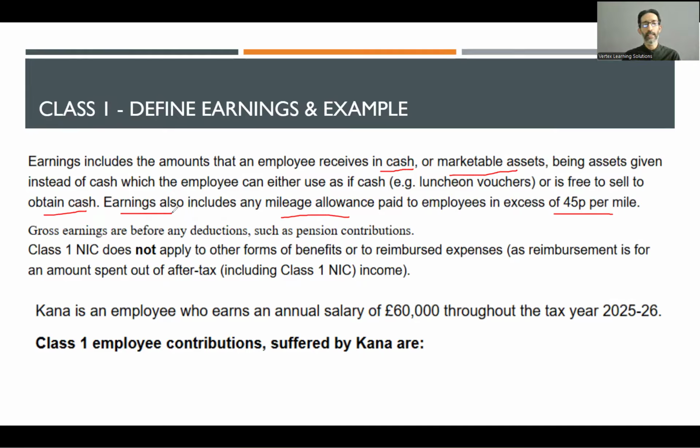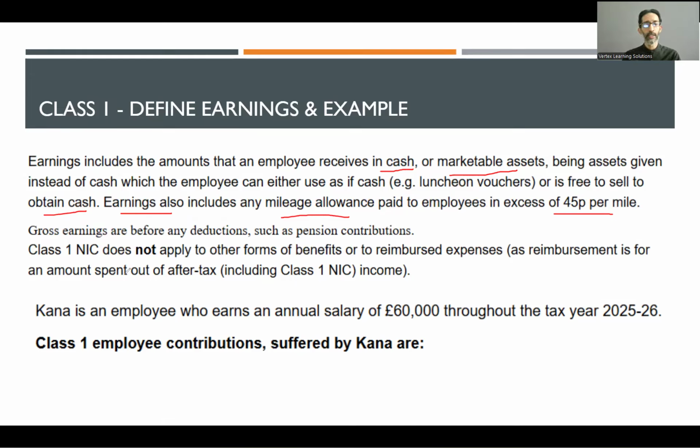Now the gross earnings are before any deductions. If there are any contributions that you make, the gross earnings figure that you take is going to be before any deductions. Okay, so this is important to see. Usually you're given the amounts and you just apply the rates.